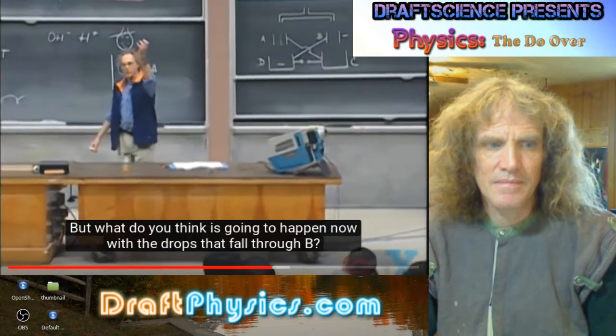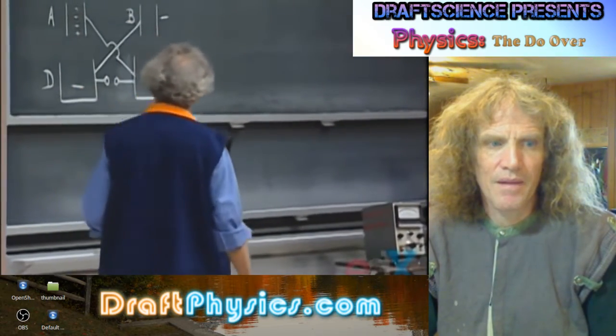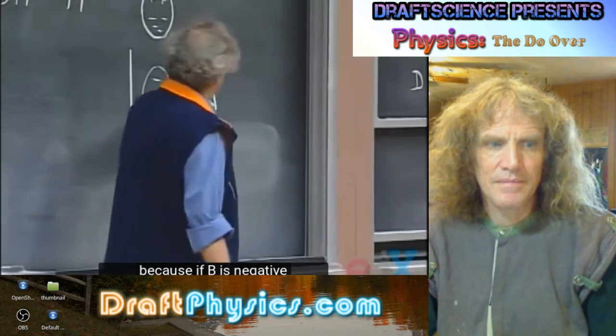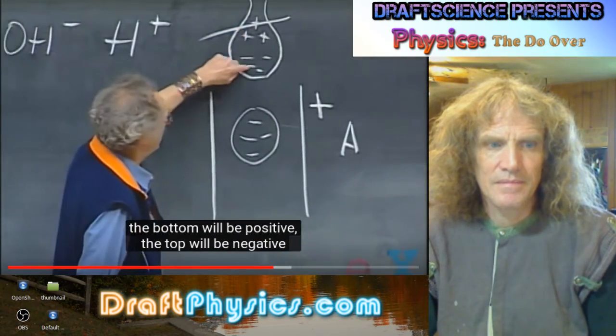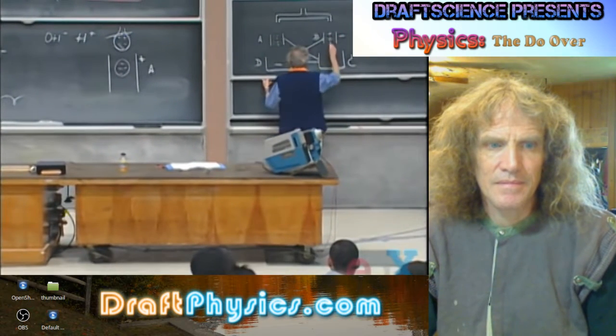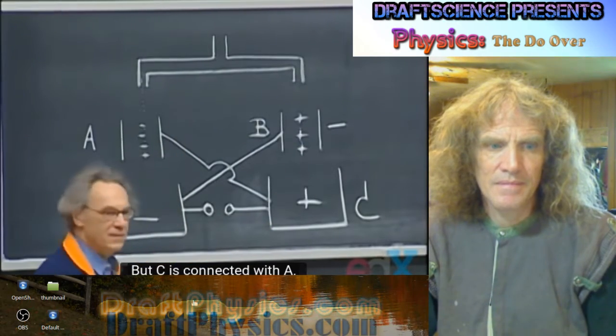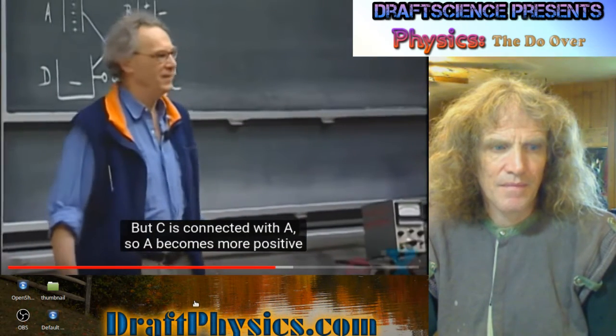But what do you think is going to happen now with the drops that fall through B? They are going to become positive. Because if B is negative, then of course this will be reversed. The bottom will be positive, the top will be negative. And so those drops now that are going to fall through are going to be positive. So C becomes positive. But C is connected with A. So A becomes more positive.